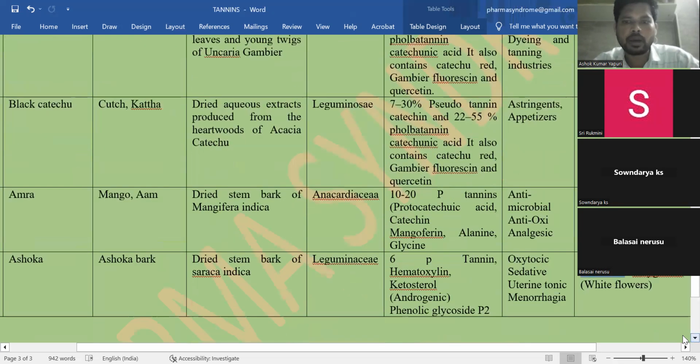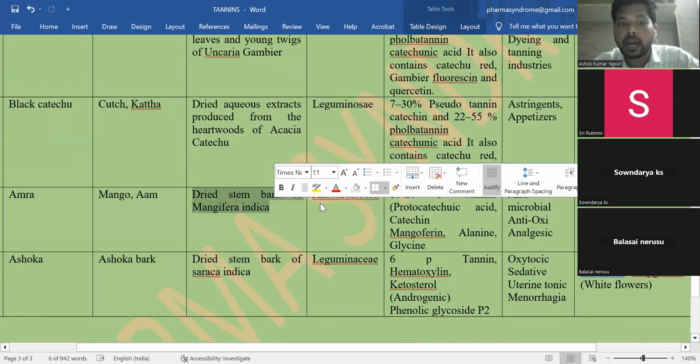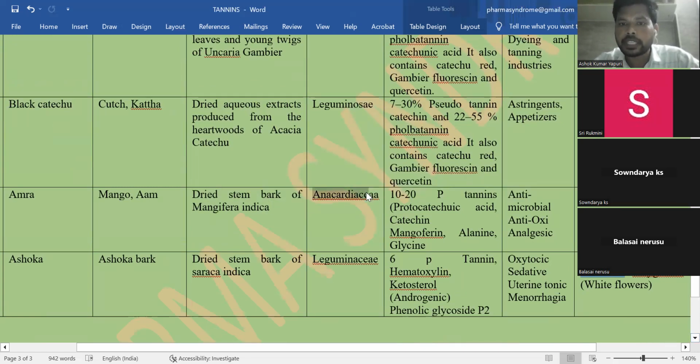And next, amra. Amra is nothing but mango. Dried stem bark of Mangifera indica belonging to the family Anacardiaceae, containing 10 to 20% of tannins like protocatechuic acid, mangiferin as well as alanine and glycine. The main constituent is mangiferin, and some amino acids like alanine and glycine, and 10 to 20% of tannins are there. Generally it has antimicrobial as well as antioxidant activity as well as analgesic, pain relieving activity. Next, Ashoka bark.